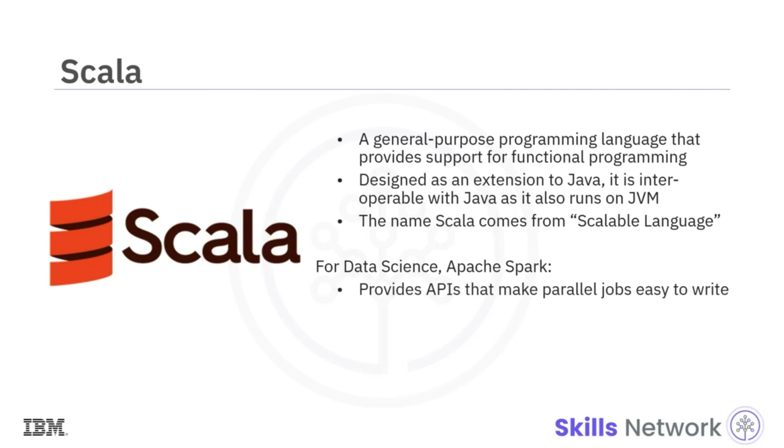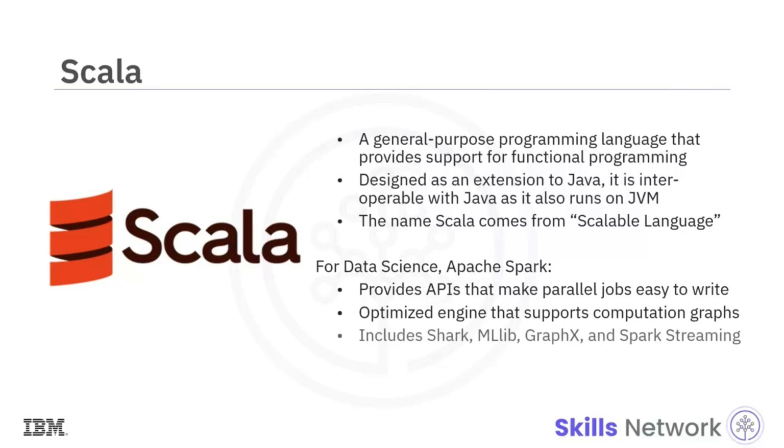Spark is a fast and general-purpose cluster computing system that provides APIs which make parallel jobs easy to write. It has an optimized engine that supports general computational graphs. Spark includes Shark, which is a query engine, MLlib for machine learning, GraphX for graph processing, and Spark Streaming. It was designed to be faster than Hadoop.